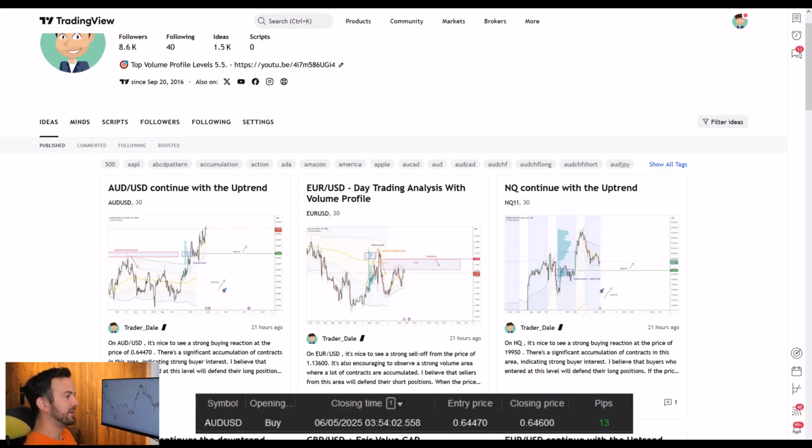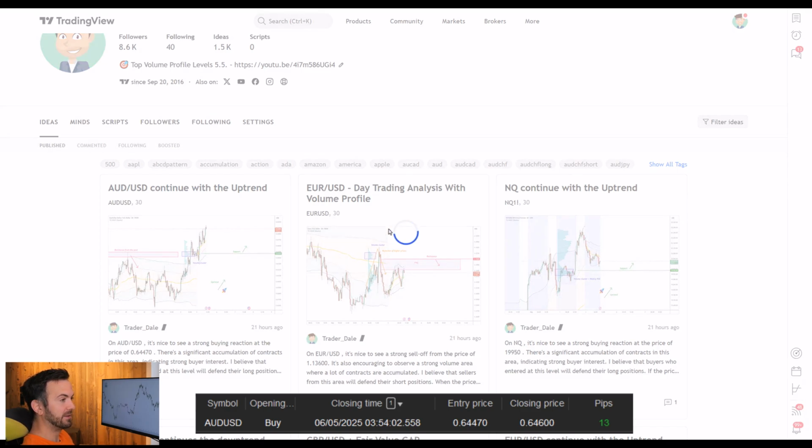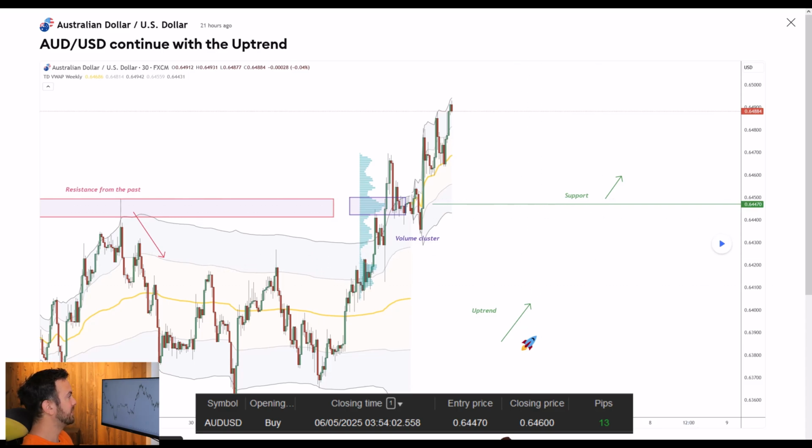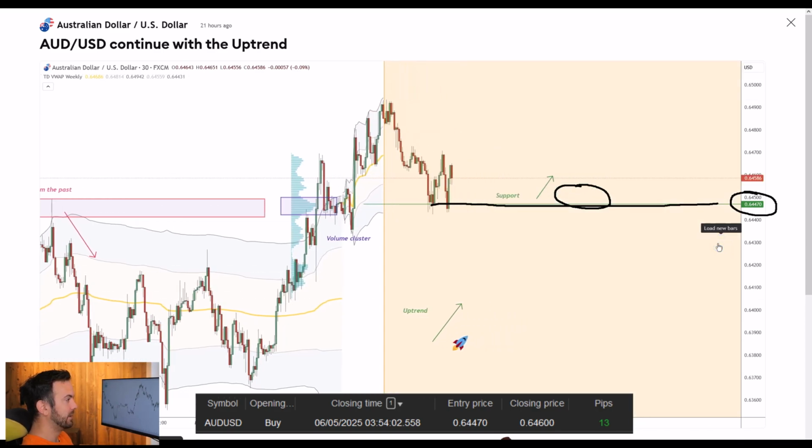What you see on your screen is my TradingView profile, and this is where I publish my predictions, at least the public predictions. Yesterday I was publishing this Australian dollar US dollar prediction. As you can see in here, it is a public prediction, everybody could see it. And I was predicting that this level would work as a support right here at 64.47. This is the trade I want to talk about because it has played out already. This is how the chart looks now. As you can see, it reacted to that support.